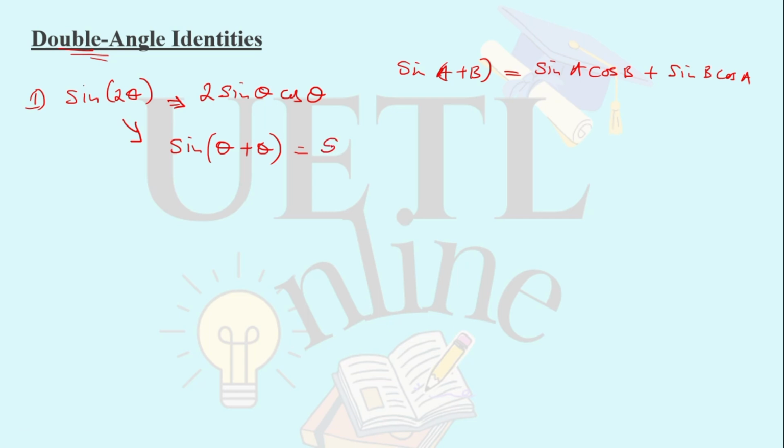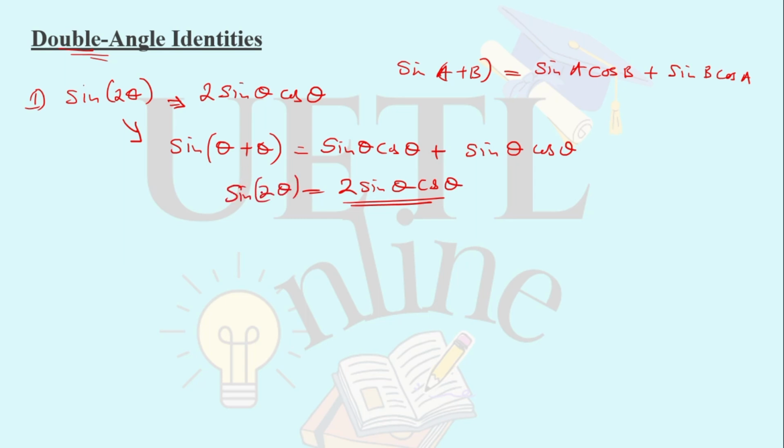So it's going to become sine theta cos theta plus sine theta cos theta. Now you can see that we have sine theta cos theta and sine theta cos theta, so it's going to give us 2 sine theta cos theta. This is our equation for double angle. If you get sine 2 theta, just know that we take the 2, put it out front, and include cos. It becomes 2 sine theta cos theta.